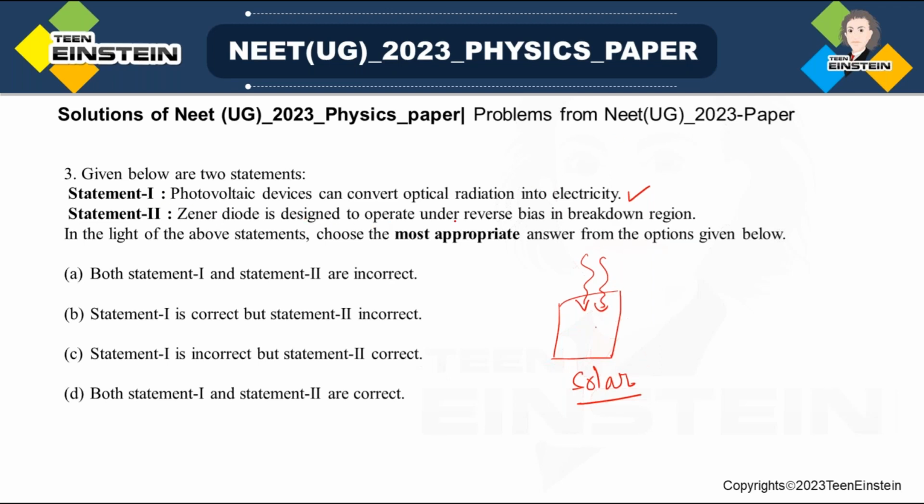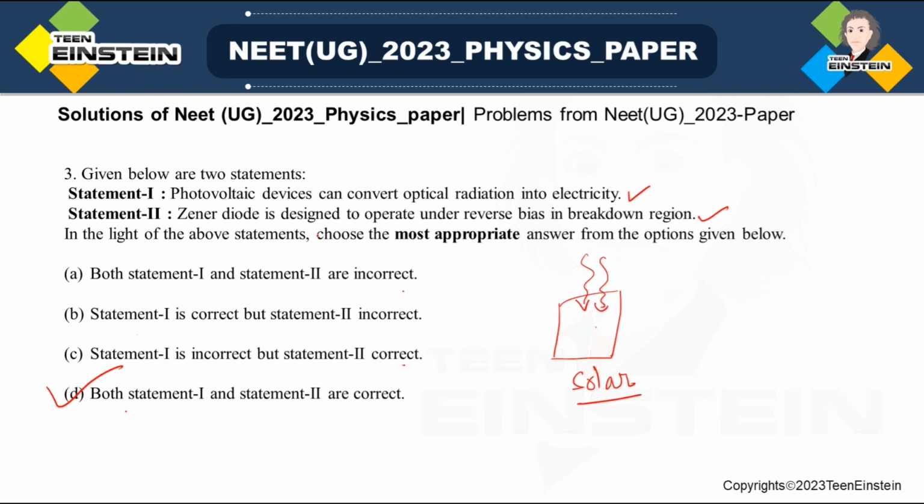Zener diode is designed to operate under the reverse bias in breakdown region. This is also true. So both statements 1 and statement 2 are incorrect. Both the statement 1 is correct. Oh, sorry, the statement 1 is correct, but statement 2 is incorrect. Statement 1 is incorrect, but statement 2 is correct. Here the last option says both statement 1 and statement 2 are correct. So D will be the correct option here.